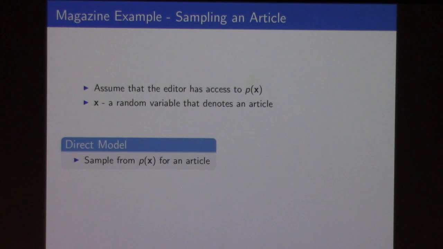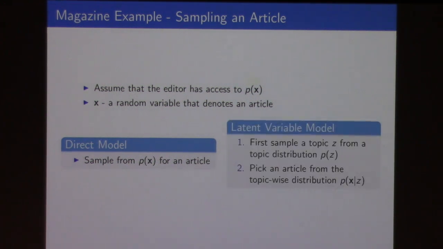But now let's say she's doing it in a slightly different way. Let's say she has access to a probability distribution which gives her an article. So the direct model would be, if she wants 10 articles in her issue, she'll just crank that distribution 10 times, get 10 articles, and there's your Time magazine.